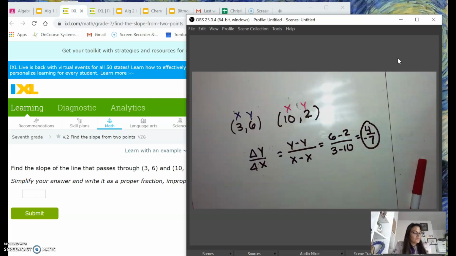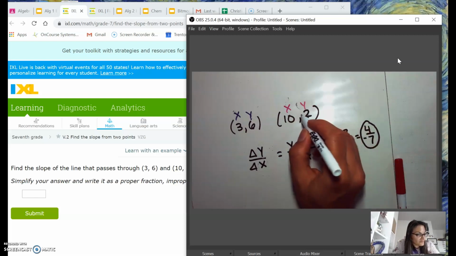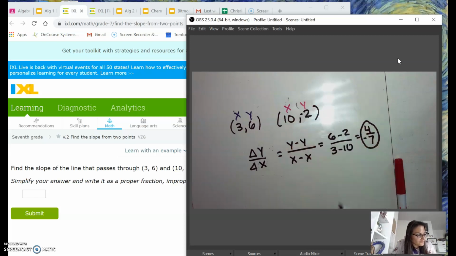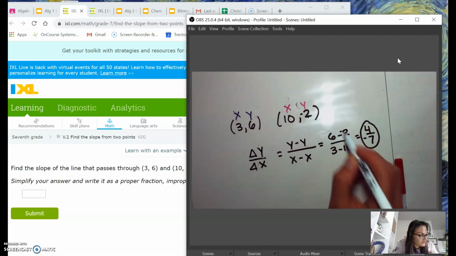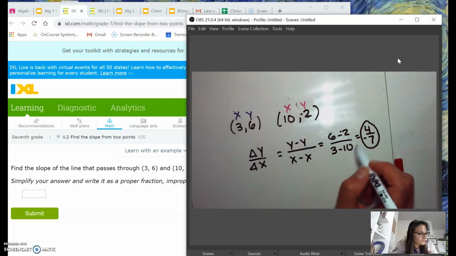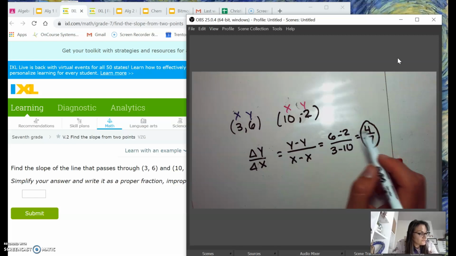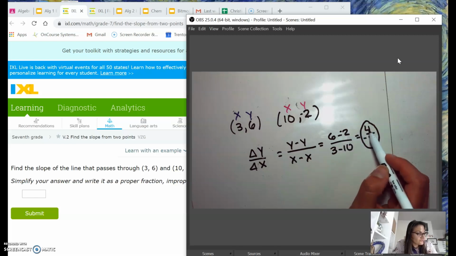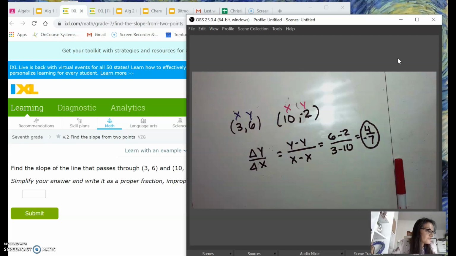Okay, the only part that gets a little bit confusing is if there's a negative number. If there was a negative number in here, I would have to put the negative number here, and a negative minus a negative becomes a positive. So instead of 6 minus 2, it would be 6 plus 2, and that would be a positive 8 instead of a positive 4. Okay, so that is how you find slope from 2 points.